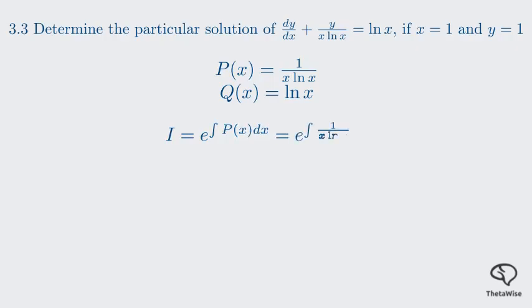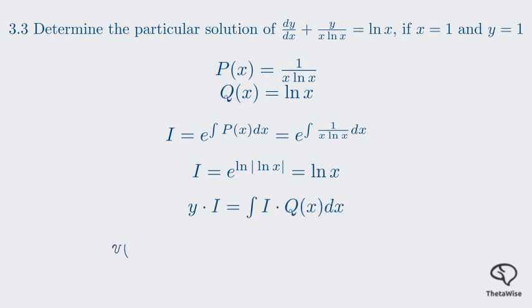This is a very similar integral to one we saw in question 1.4. Using the substitution u equals ln x, we find that the integral is ln|ln x|. Therefore, our integrating factor is e to the power of ln|ln x|, which simplifies to just ln x. This problem reinforces the pattern recognition we talked about. The general solution formula is y times I equals the integral of I times Q(x) dx. Substituting our terms, we get y times ln x equals the integral of ln x times ln x dx, or the integral of (ln x) squared dx.